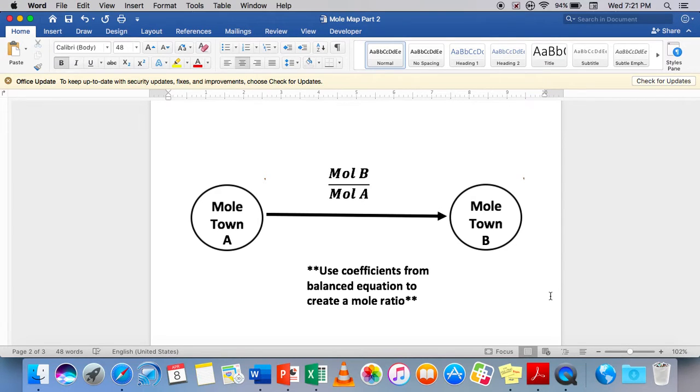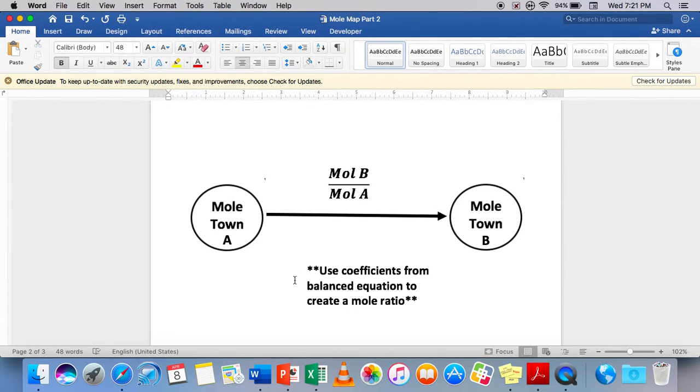So in the middle of your paper, I want you to draw an arrow connecting Mole Town A to Mole Town B. This arrow only goes in one direction, from Mole Town A to Mole Town B. The conversion factor that I want you to use is moles of B divided by moles of A. This is what is known as a mole ratio. So we have moles on top and moles on the bottom, but these are two different moles.